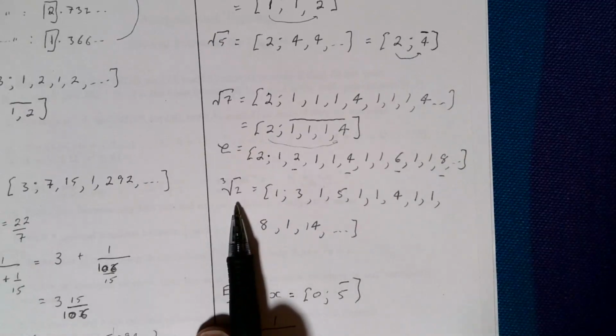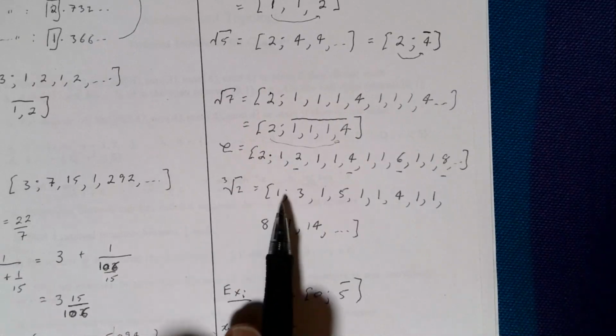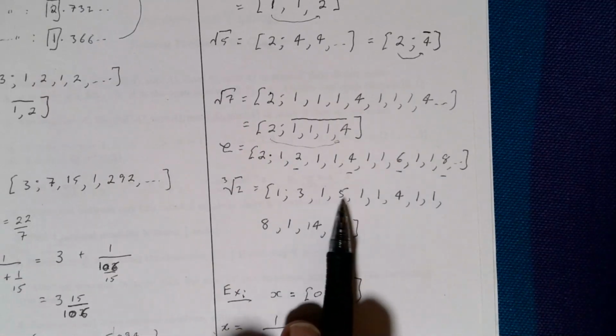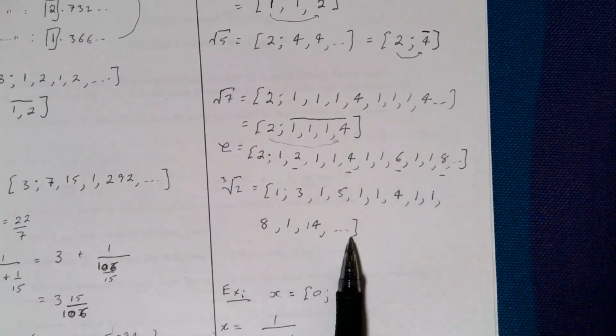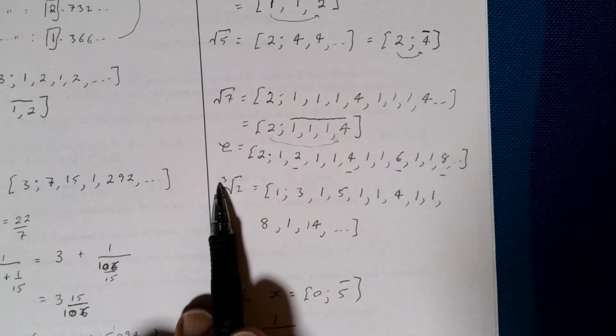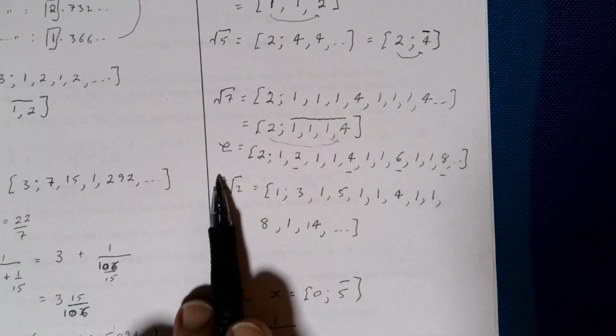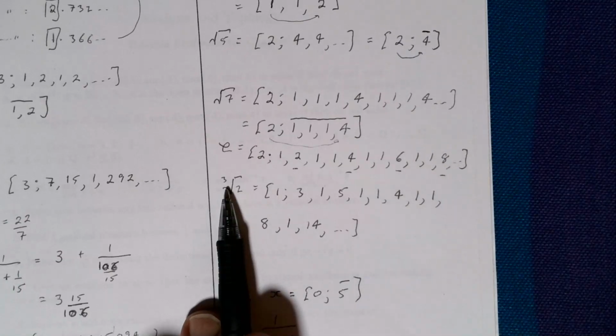Cube root of 2, to see what happens with cube roots, well, these don't repeat. These are all over the place. You get 1, and then 3, 1, 5, 1, 1, 4, 1, 5, 8, 1, 14. It's all over the place. When you get to these square roots, the quadratic irrationals, these have very nice continued fractions, but the other ones don't.